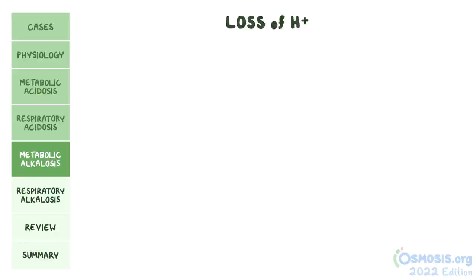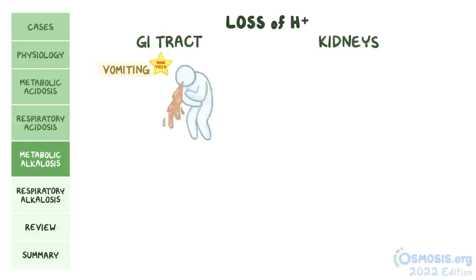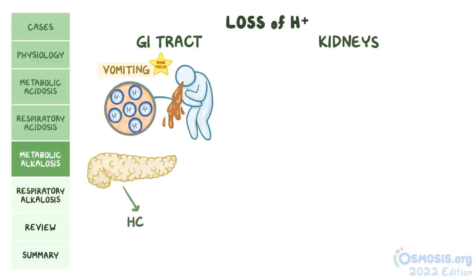Now, loss of hydrogen ions can occur either from the gastrointestinal tract or from the kidneys. The first case most commonly happens during vomiting, because the gastric secretions are very acidic, meaning that they contain a lot of protons. So, during vomiting, not only is the stomach acid lost, but in addition, the pancreas doesn't secrete bicarbonate into the intestines, and it builds up in the blood instead.